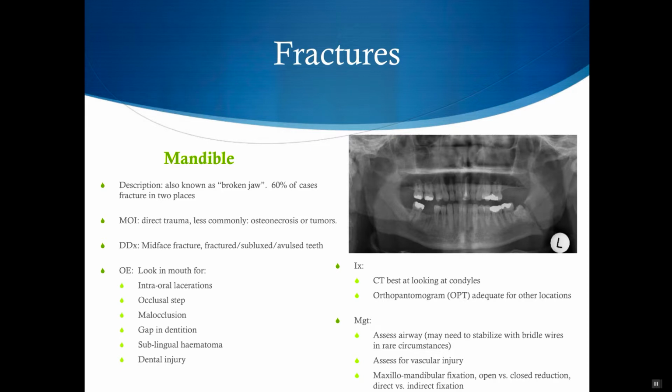In terms of investigations, CT is probably the best here as well. If you have an X-ray panorama for lesser injuries, that can usually identify the fracture. CT will be able to determine whether there are any associated injuries. In terms of management, you want to assess the airway. You may need to stabilize an unstable mandible fracture with bridle wires in some rare circumstances to protect the patient. And you also want to assess for vascular injury given the proximity to the underlying neck vasculature.